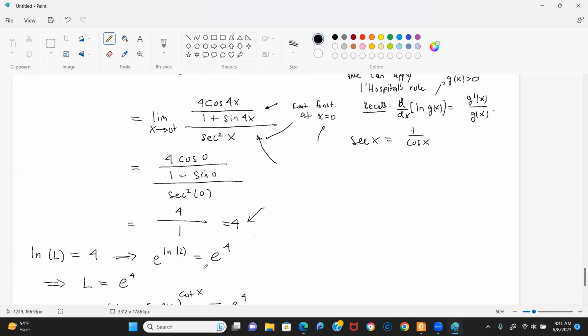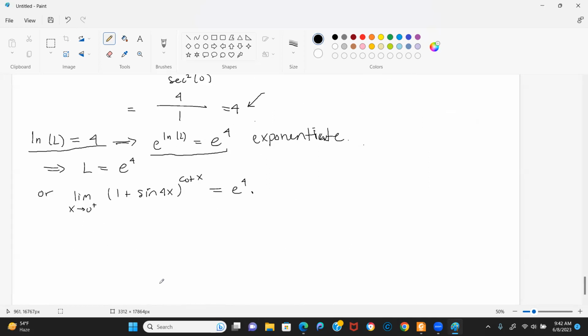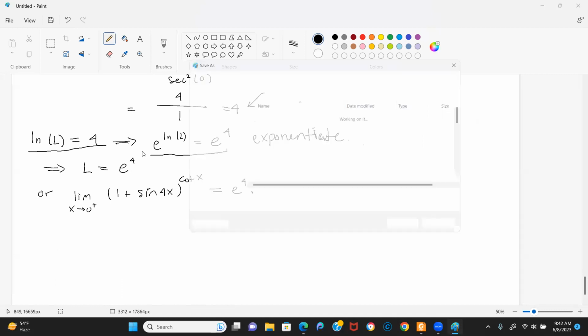But as I said, this is not the limit. This is not L. We're trying to solve for the limit, which we called L. This shows that ln of L is 4. So you need to exponentiate both sides. This trick is called exponentiation. And then the e and the ln cancel to give you L is equal to e to the 4. And then that will finish the problem. You will have solved for the limit. You will have solved for L.